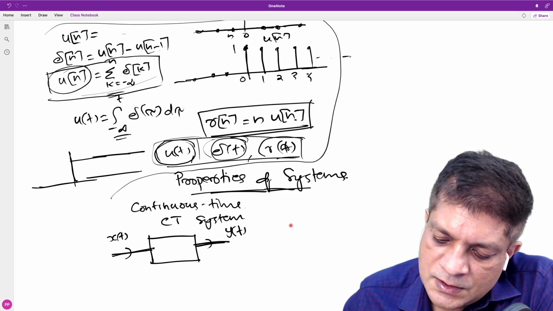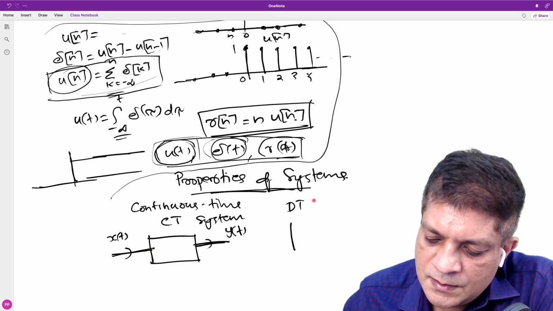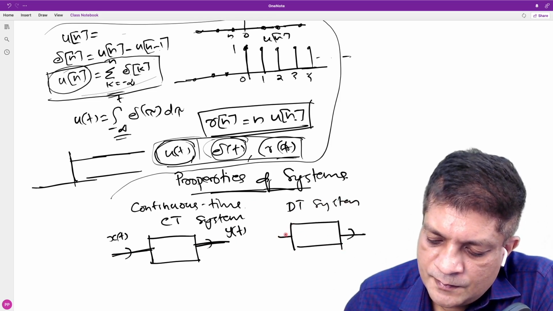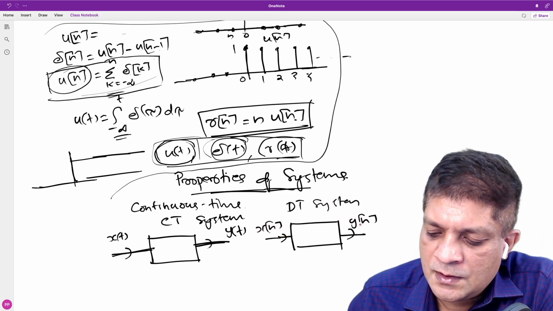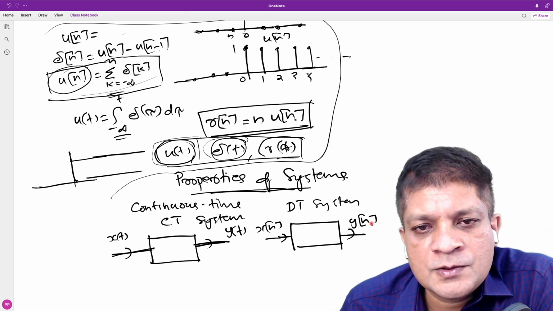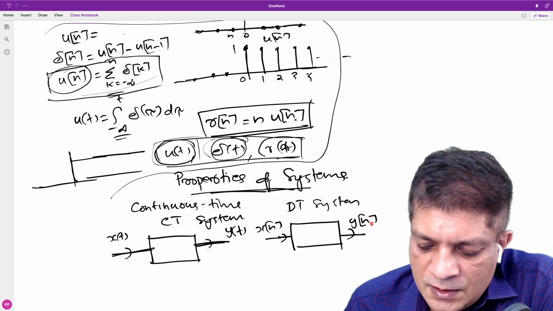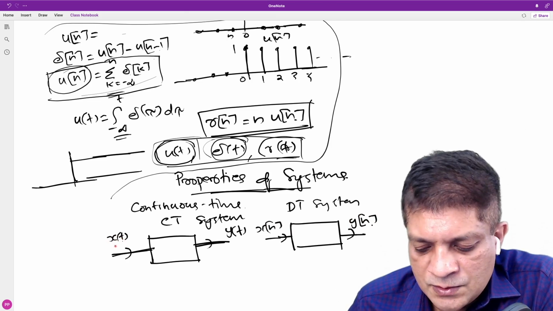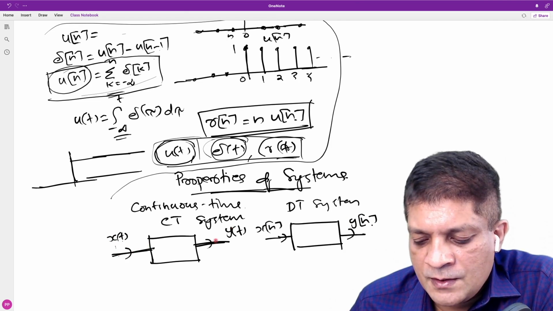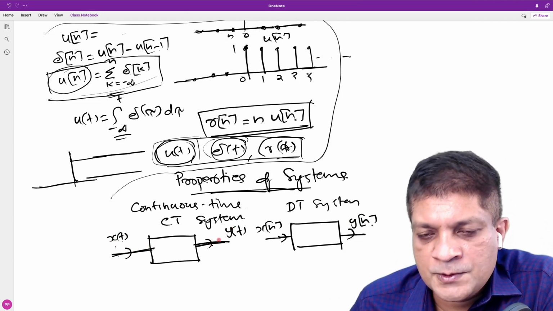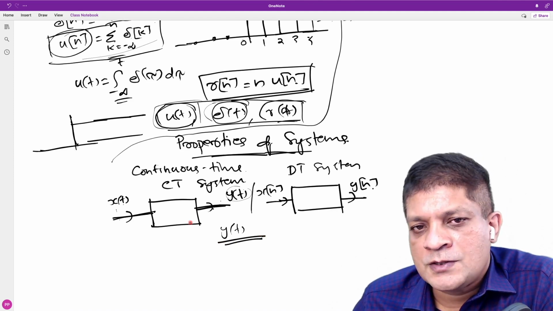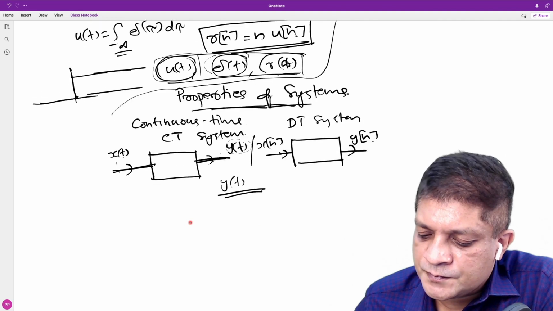And similarly, a discrete time system: x[n] is the input and y[n] is the output. When we talk about systems, generally this is the standard notation. x is used to denote the input signal, and the output is denoted by y. So we'll discuss some properties of these systems.